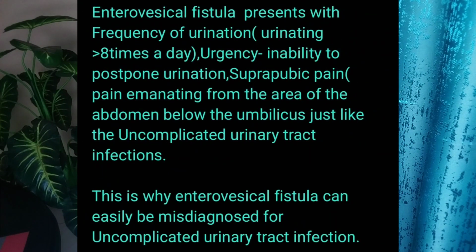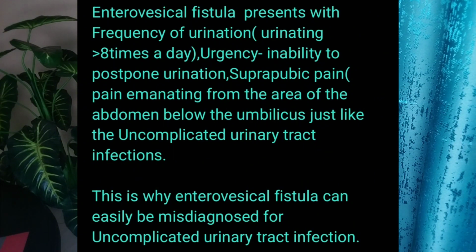The signs and symptoms of the enterovesical fistulas include long-standing recurrent symptoms of a urinary tract infection. For example, the frequency of urination, that is urinating more than 8 times in a day. Urgency, that is the inability to postpone urination. That means that if the patient wants to urinate, they cannot hold the urine for some time. They have to go to urinate there and then. If they don't, the urine can just come out. And also suprapubic pain, that is pain in this area just below the umbilicus.